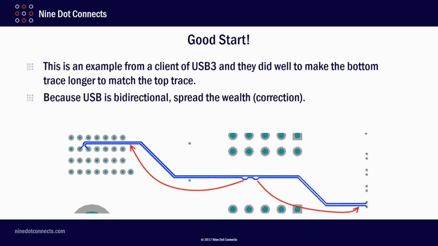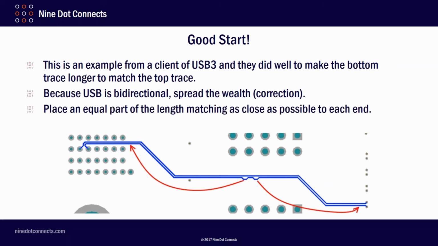Since they're bidirectional, let's spread the wealth, that is the correction. Place an equal part of the length matching as close as possible to each end. So if I put part of the length matching up here and part of it over here, then I've got all this length here that doesn't have a huge amount of deformity in the wavefront.